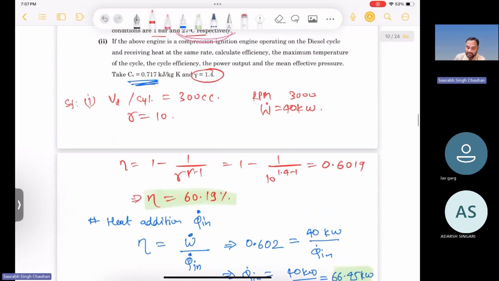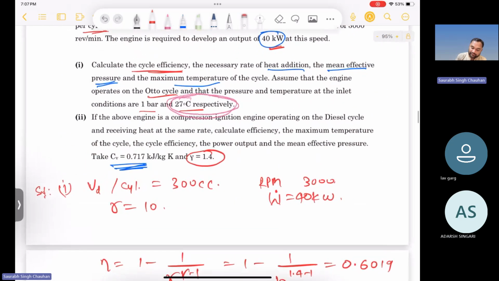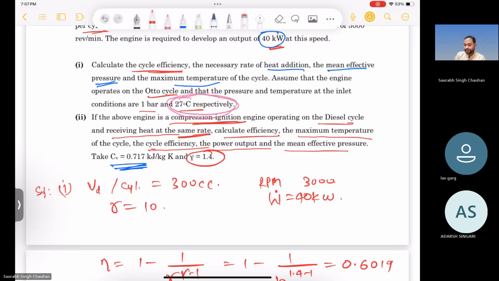Up to the second part. The second part says that if the above engine is a compression ignition engine operating on the diesel cycle and receiving heat at the same rate, we have to find the efficiency, maximum temperature of the cycle, power output, and the mean effective pressure. So we have to do the same thing, assuming that this is a diesel cycle.